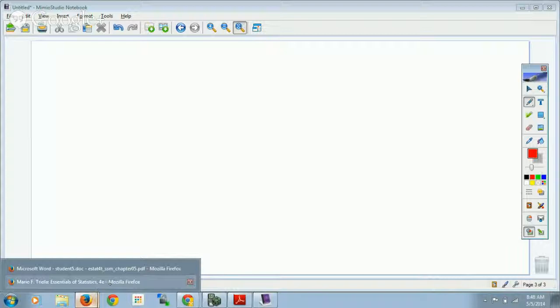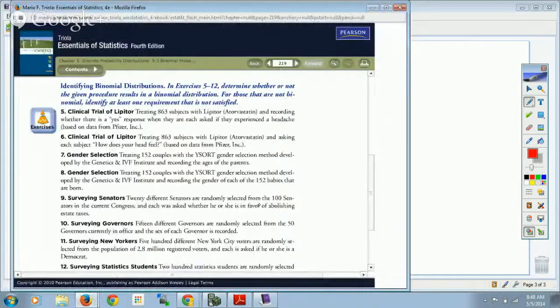So here are some questions about what constitutes a binomial distribution. Let's look at number 5, for example. Treating 863 subjects with Lipitor and recording whether there is a yes response when they are asked if they experienced a headache, based on data from Pfizer. So if the data from Pfizer indicated that a certain percentage of people that take this are responsive to it and that they would say yes, like maybe it's 60%, then we could say this might be a binomial distribution.